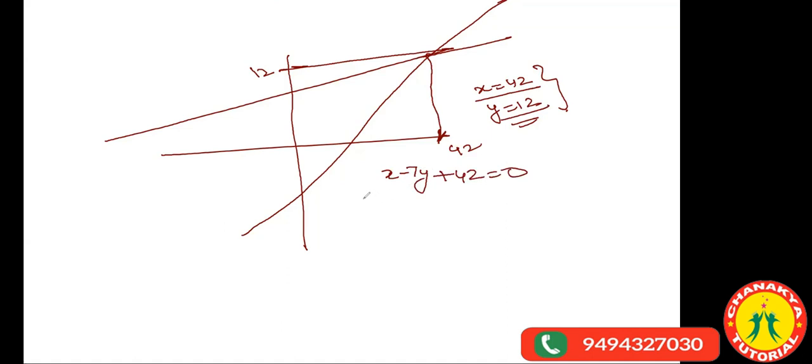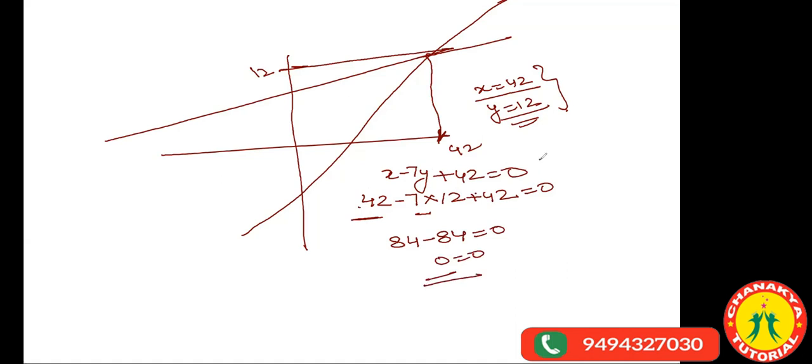So x is 42, minus 7 into 12, plus 42 is equal to 0. Now check whether after putting these values your answer becomes 0 or not. So 42 and 42 is 84, beta, and 12 sevens is 84. So 84 minus 84 is equal to 0. That means our points are correct. Clear, beta? Yes, ma'am.